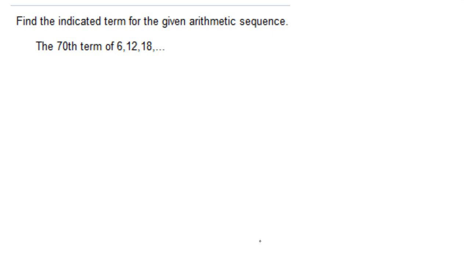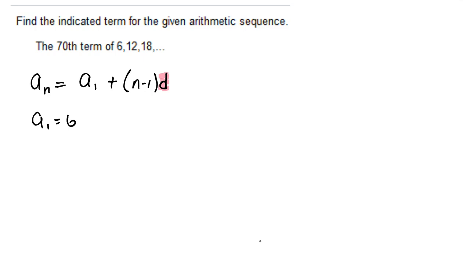We have a formula for the nth term, and that's a sub n equals a sub 1, which is the first term, plus n minus 1 times d, and d is the common difference. So we have the first term of the sequence is 6. We need to find the common difference.